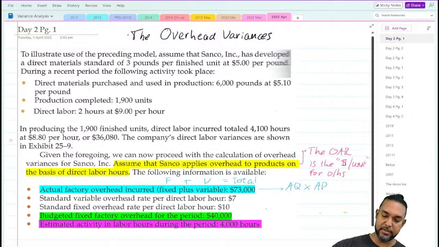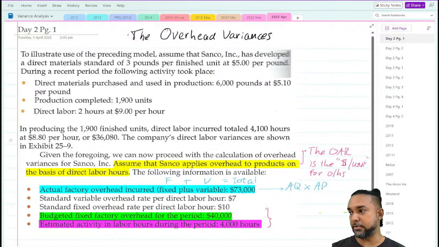I have a feeling that these two items here, the budgeted factory overhead and the estimates, are how we could get the OAR. Is that true?